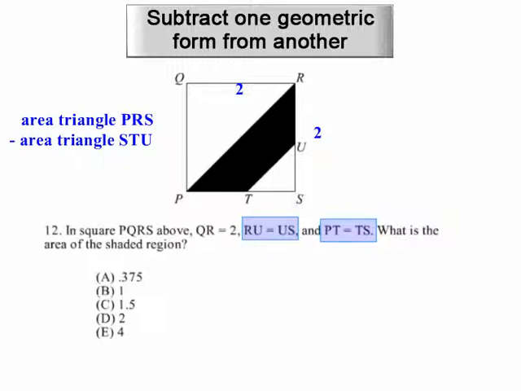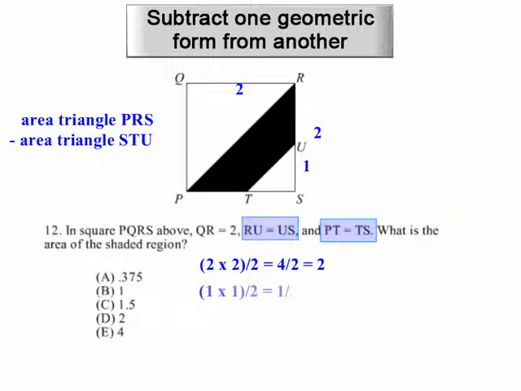Therefore, T and U are midpoints on the line, so the distance between S and U, or S and T, is 1. So that smaller triangle is going to have a side of 1. The larger triangle is going to have a side of 2. The area of the larger triangle then will be base times height, 2 times 2 divided by 2, which will be 4 divided by 2, which is an area of 2.